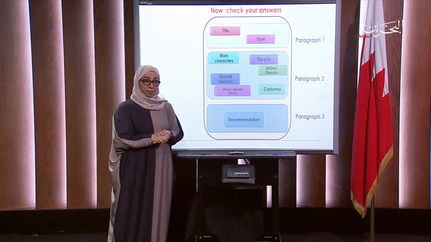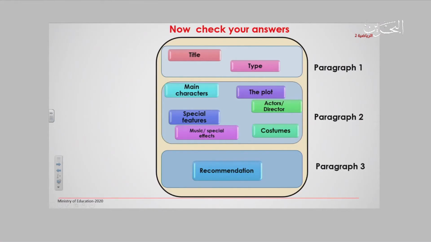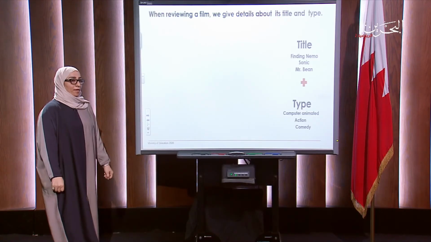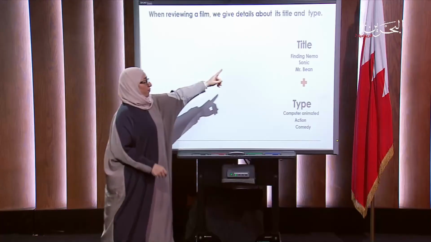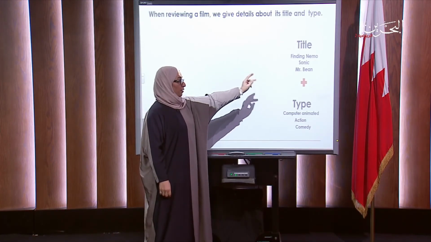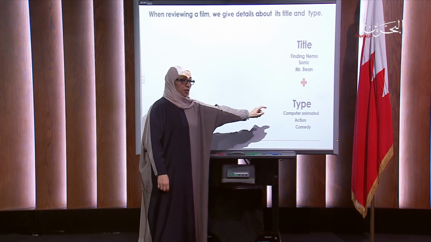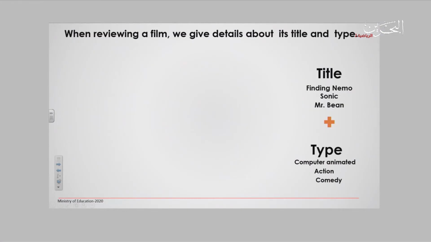Are you ready for more practice? Let's go. Here I'll give you some examples. We are going to cut the film review into pieces, step by step. When reviewing a film, we give details about its title and type. Title: Finding Nemo, Sonic, Mr. Bean. Type: computer animated action comedy. We can put the title and the type together in one sentence.